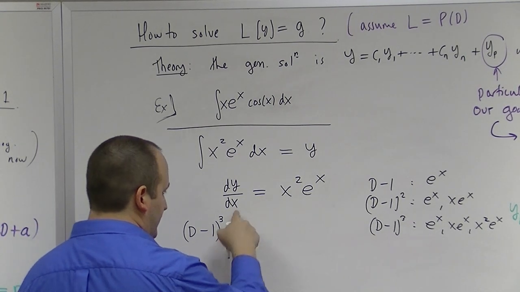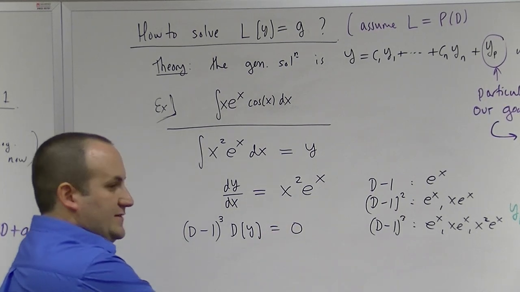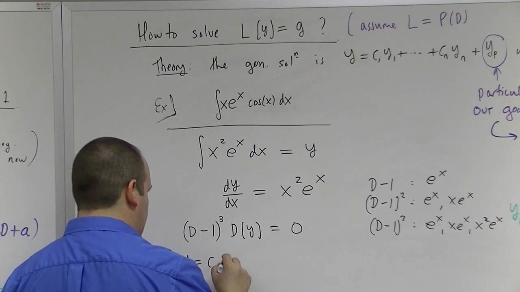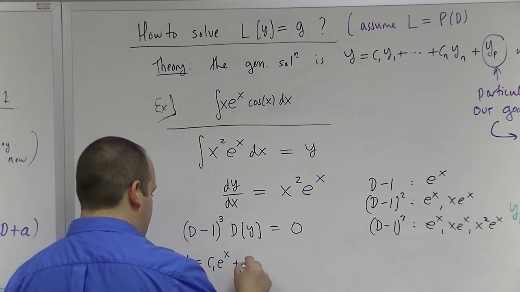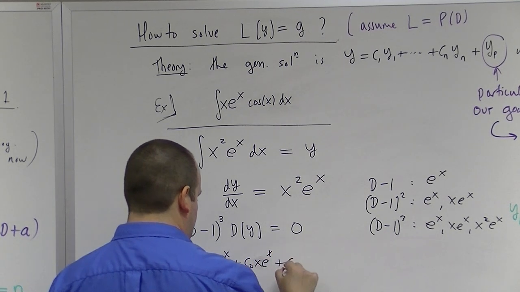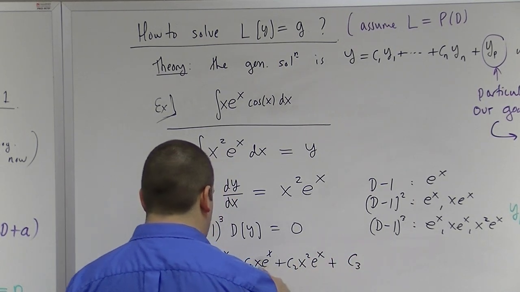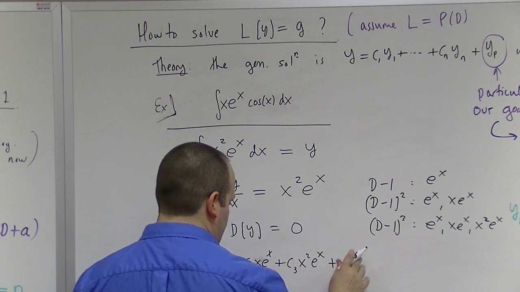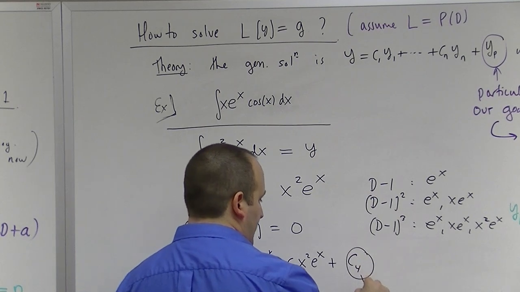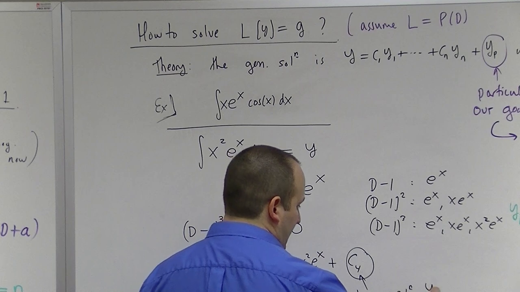And then, of course, I get my annihilator applied to y equals 0. So that says my solution should be something like y equals c1 e to the x plus c2 x e to the x plus c3 x squared e to the x plus c4. Of course, you can recognize this as just the homogeneous solution.